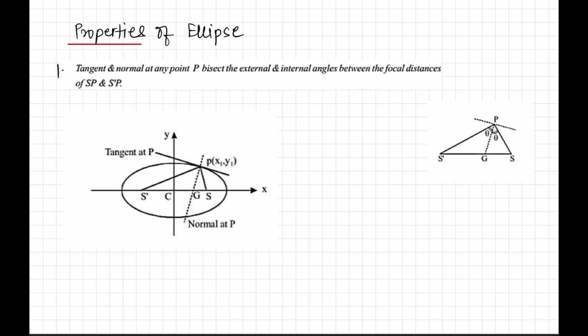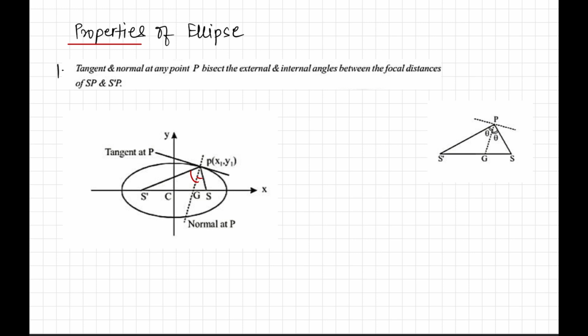So, if we look here, this is one focus S and this is the other focus S dash. And this is any general point on the ellipse. So what we have done is we have drawn a tangent and a normal. So what this property says is that the angle formed between the two focal distances is bisected by the normal and the tangent. So basically if we represent here, this angle and this angle will be equal.